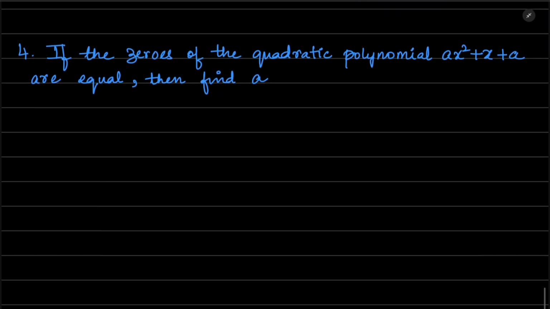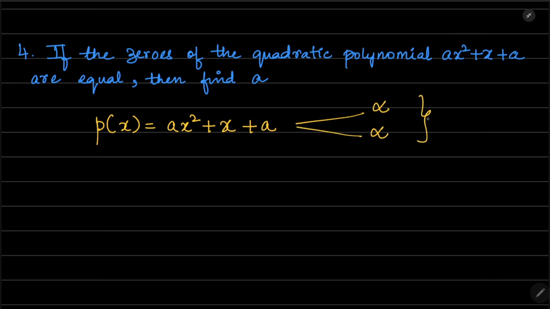If the zeros of the quadratic polynomial, what is the quadratic polynomial given? P of x equal to ax square plus x plus a. You are given a polynomial, and you are also given that the zeros are equal. If the zeros of this polynomial are equal, then find a. What does it mean? If one zero is alpha, the other zero is also alpha. So you are given that the zeros are equal, same, right?